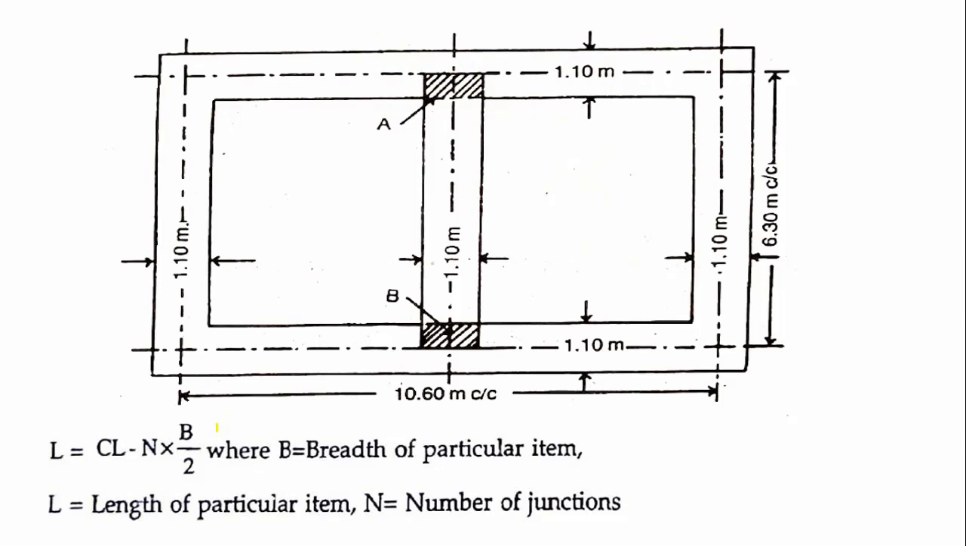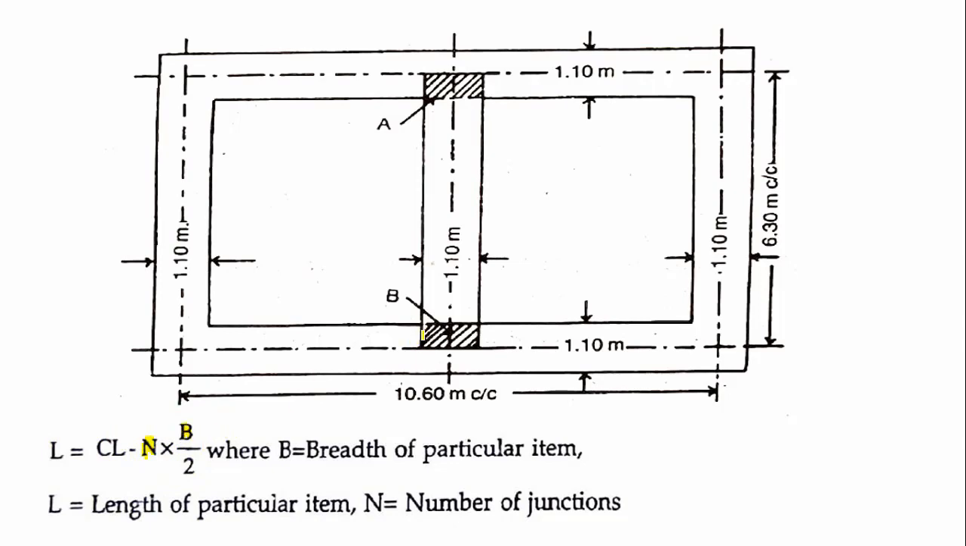This is the formula by which we are going to calculate the length of the building: L is equal to center length minus what we have to subtract for the junction. We have to subtract for the junction. N is the number of junctions, into B divided by 2.